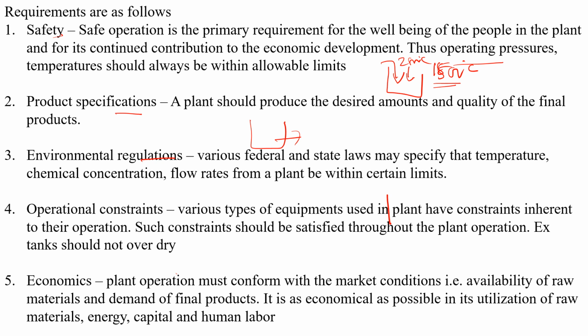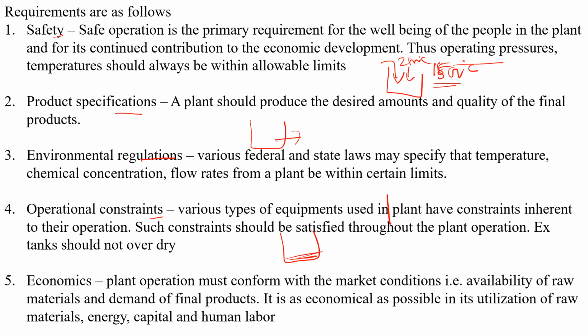Next one is operational constraints. In this sense, for example, if you take any tank, the tank should not run dry. So we should always have a minimum level, just like how we maintain a minimum balance in the bank. That is a beautiful piece of advice. Similarly, we have to maintain a particular level in the tank so that it does not run dry. To maintain that level also, we need process control.